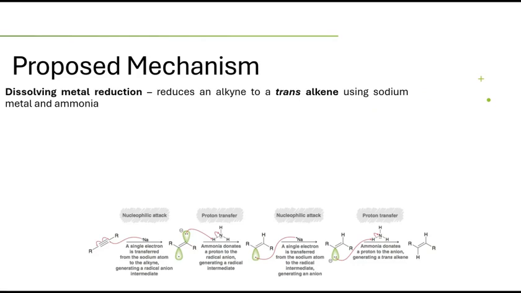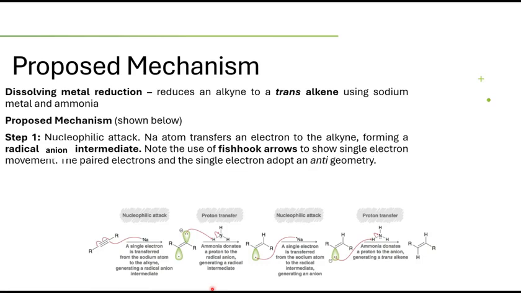Proposed mechanism. Dissolving metal reduction reduces an alkyne to a trans-alkene using sodium metal and ammonia. The proposed mechanism is shown here below. The first step is the nucleophilic attack. The sodium atom transfers an electron to the alkyne, forming a radical intermediate. Note the use of fish-hook arrows to show single electron movement. The paired electrons and the single electron adopt an anti-geometry.